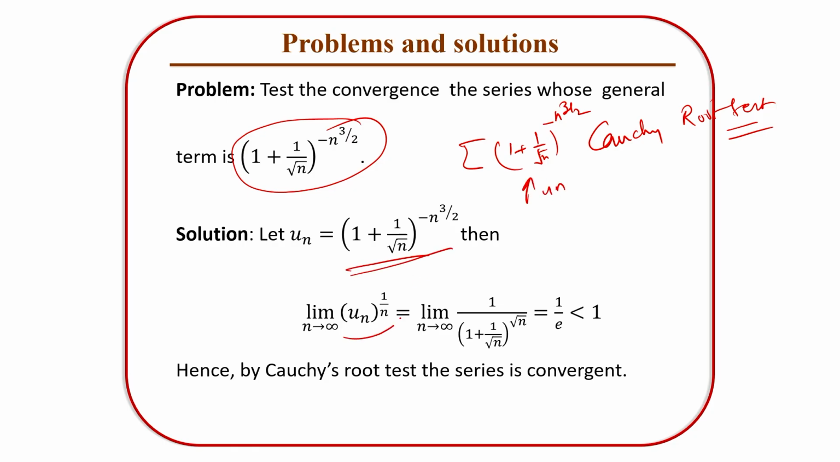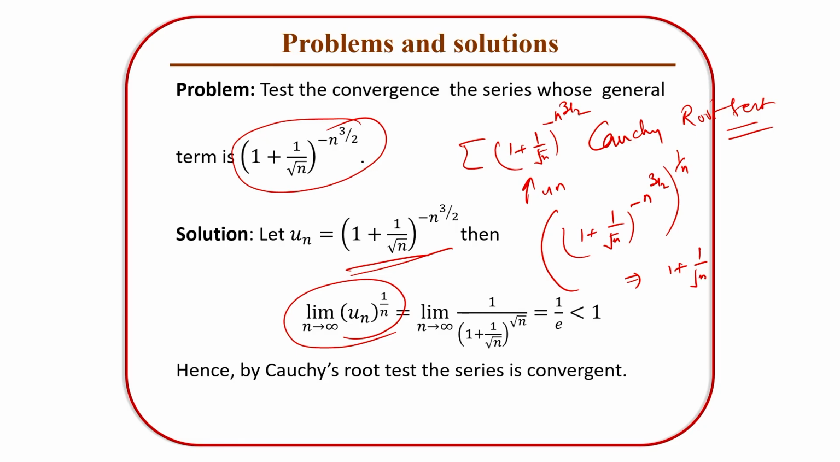So, I have to calculate the limit as n tends to infinity of un to the power 1 by n. Now, calculate this. How much is the value? I will calculate it for you. So, 1 plus 1 by root n, to the power minus n to the power 3 by 2, right. And then to the power 1 by n. Calculating this, it will give you 1 plus 1 by root n to the power minus n to the power 3 by 2 minus 1.